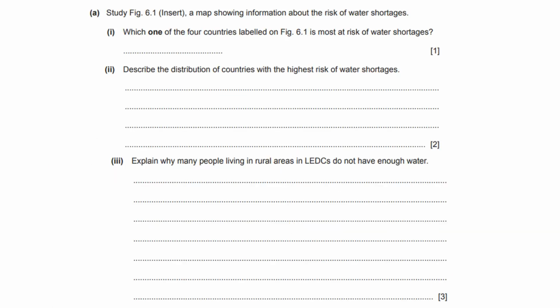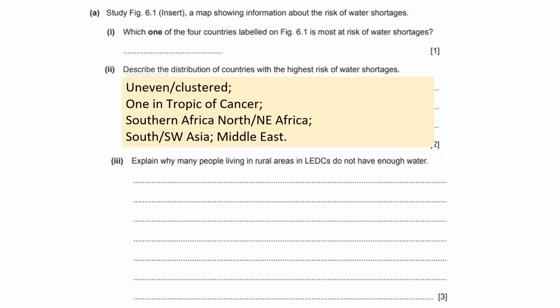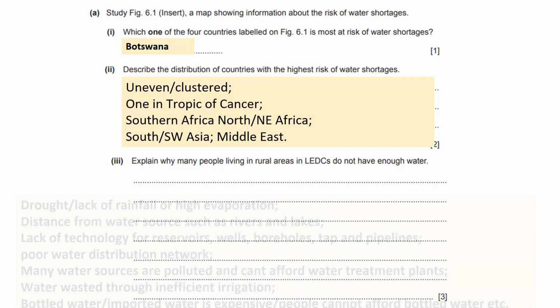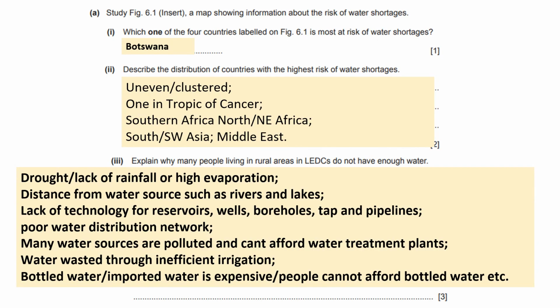It's a 2 mark question. Now they say explain why many people living in rural areas in LEDCs do not have enough water. People living in rural areas, why wouldn't they have enough water? One major reason is that it's usually due to lack of rainfall or high evaporation. There won't be a lot of water. Distance from where they are to a reliable water source, such as a river and lake. We have lack of technology also. Things like reservoirs, wells, boreholes, taps, and pipelines are not available.